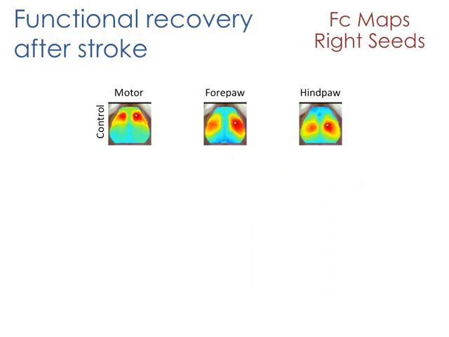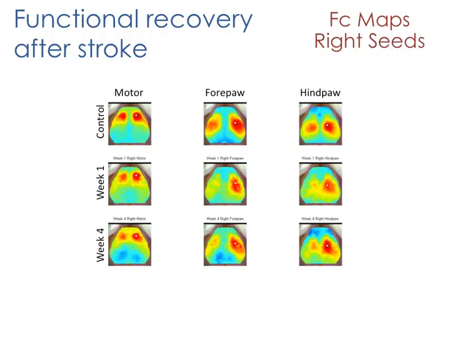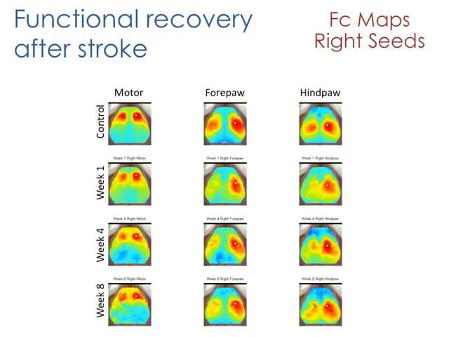And so if we look at motor, forepaw, and hindpaw in the control group, we see these connectivity patterns. Our lesion's going to be here, and we completely wipe out forepaw. Hindpaw in this case is actually a little bit affected. But then over time, you start to see a recovery in this area. So you see forepaw cortex kind of comes back surrounding that lesion, and hindpaw also has this crescent shape around the lesion.